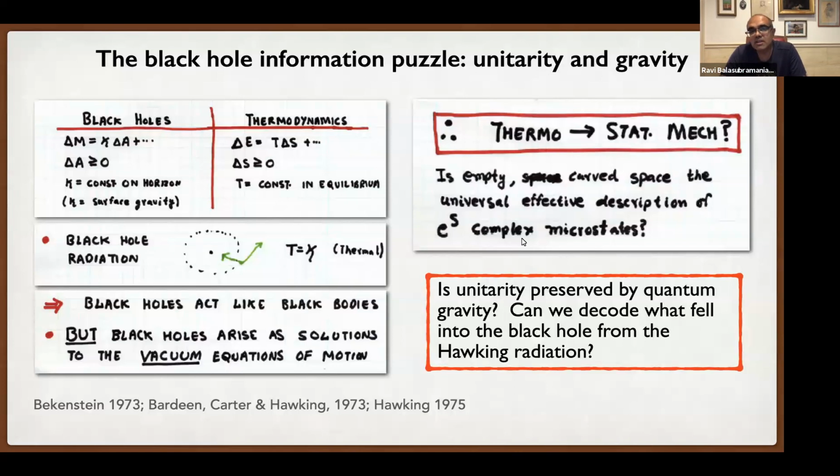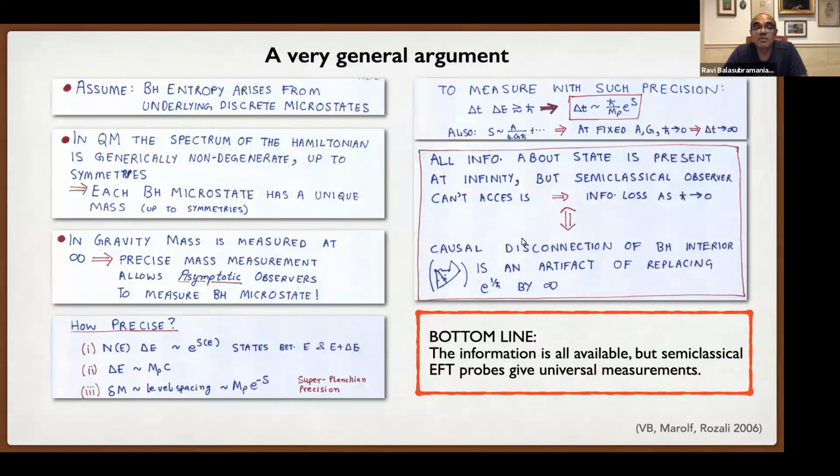Now, actually, in some sense, it's clear that you should be able to do this. So let me explain a very general argument that shows that you should be able to decode the Hawking radiation, and then tell you what the challenge with that argument is.